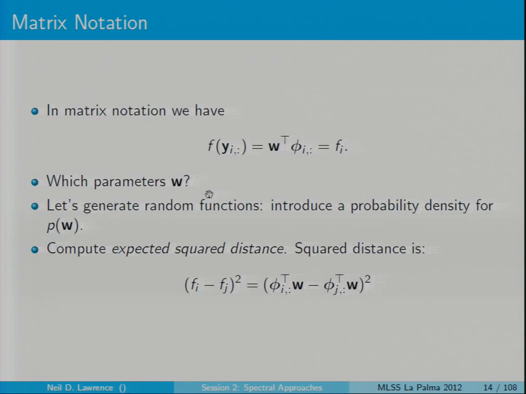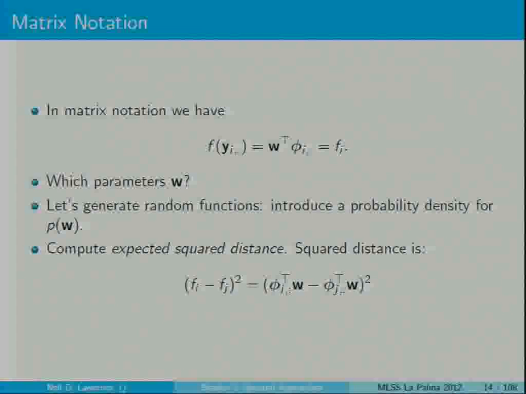Okay, so we're going to do this mapping of the basis functions, but where we now introduce a set of new parameters, which is a little bit annoying, because what parameters should we use for computing this distance? Well, let's just generate random functions and look at the expectation of these random functions. So we're not going to specify the values of W, we're just going to specify a probability density. And then we'll compute expected square distances.